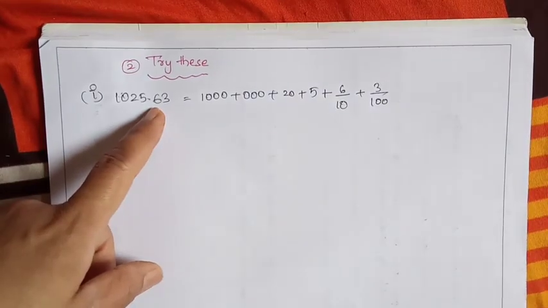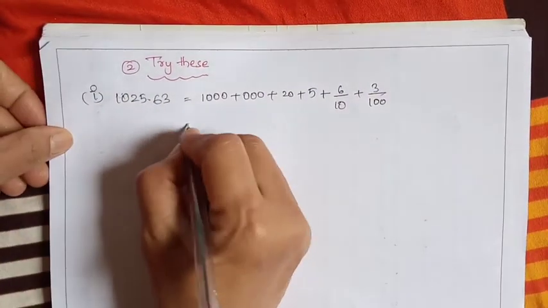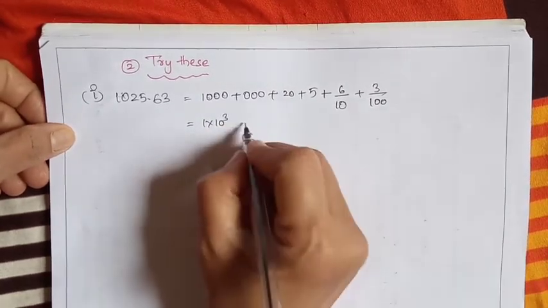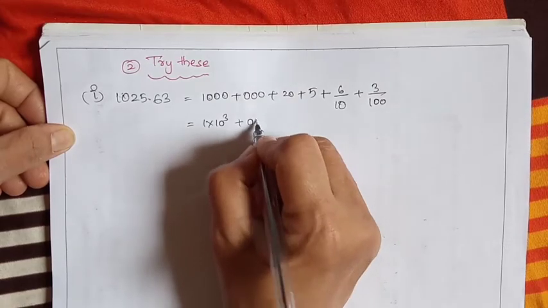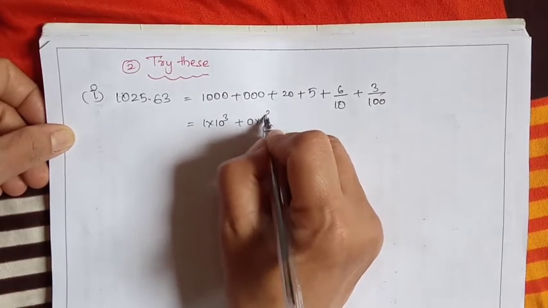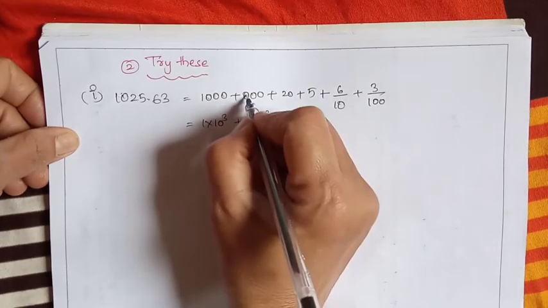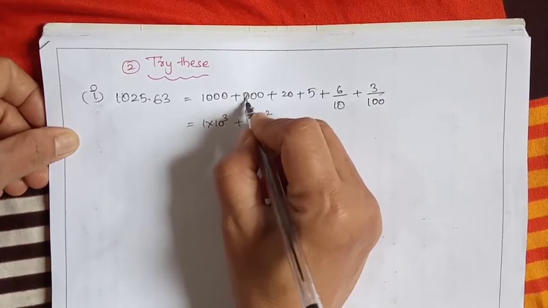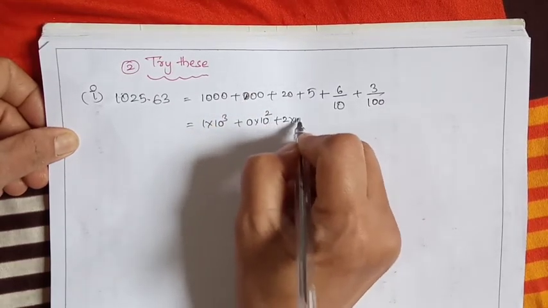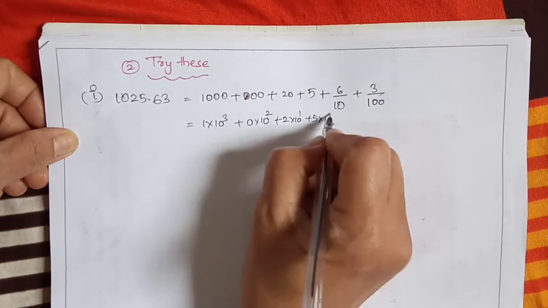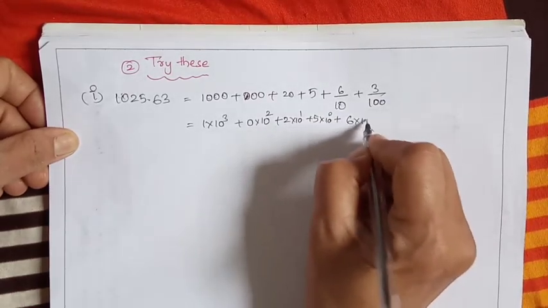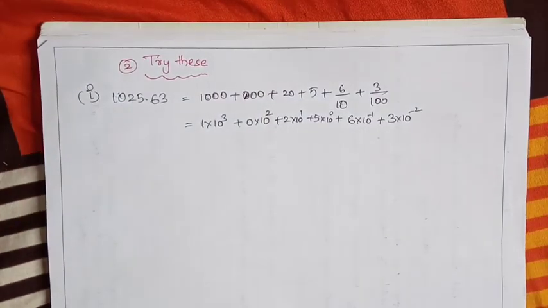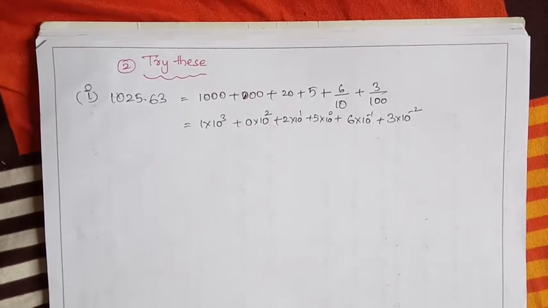Okay, 3 by 100. Next, 1 into 10 cube. Okay, next 0, we can write 0 into 10 square also. Next, plus 2 into 10 to the power 1, 5 into 10 to the power 0, 6 into 10 to the power minus 1, 3 into 10 to the power minus 2. That's all. Expanded form. Okay.